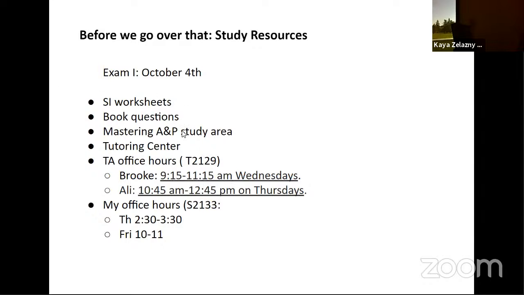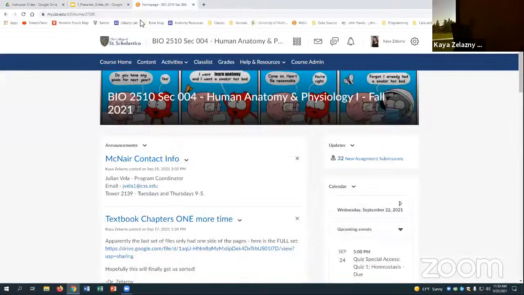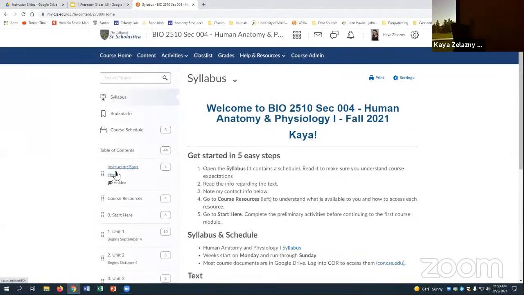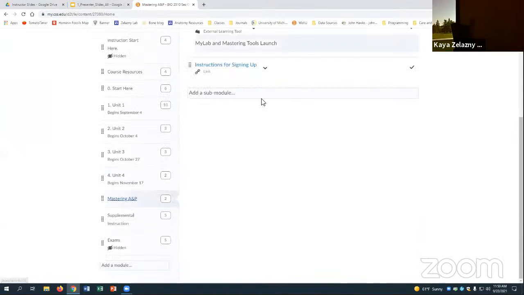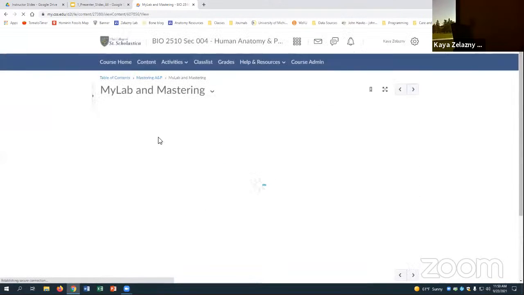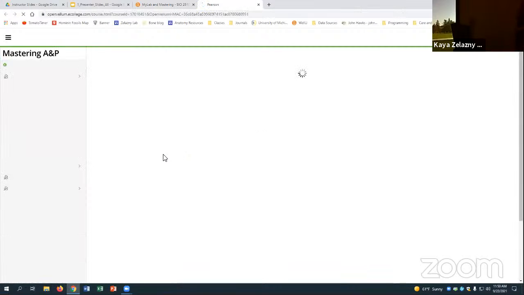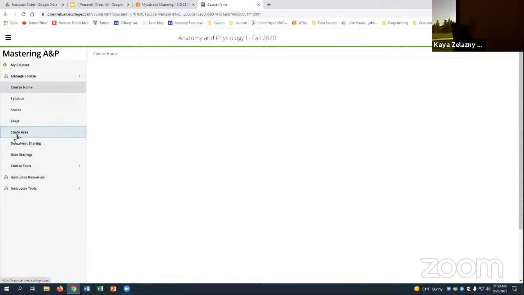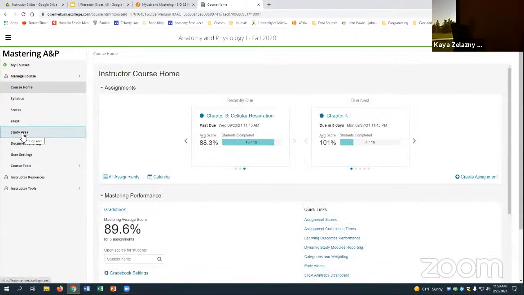And I know that some people haven't found this Mastering A&P study area, so I want to show you guys where that is, because that can be helpful as well. So those of you who have found it, hold tight. Let's see what my Brightspace looks like. So if you go to Mastering A&P, in addition to the assignments that we've been doing, there are other resources. So there's this area called the study area. Has anyone seen this? No? Okay. Hopefully this is visible for all of you. I'm pretty sure it is. If it's not, let me know.